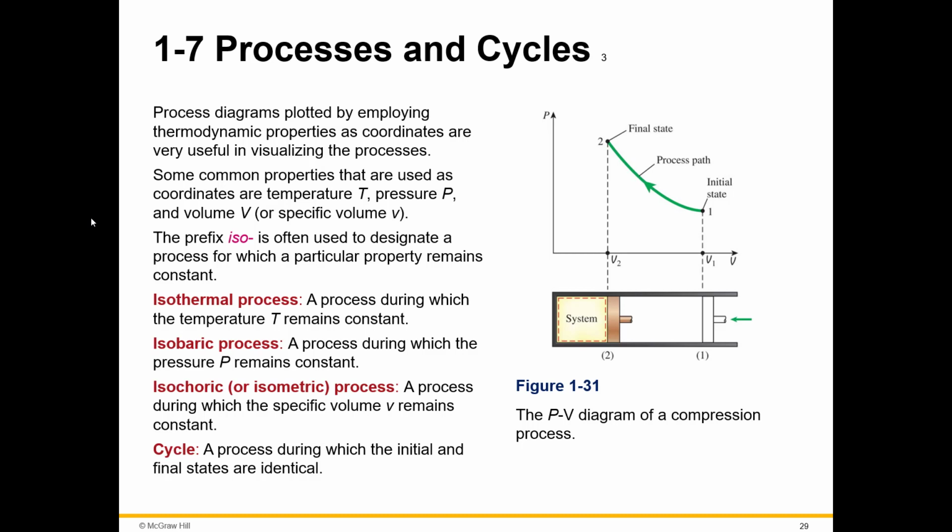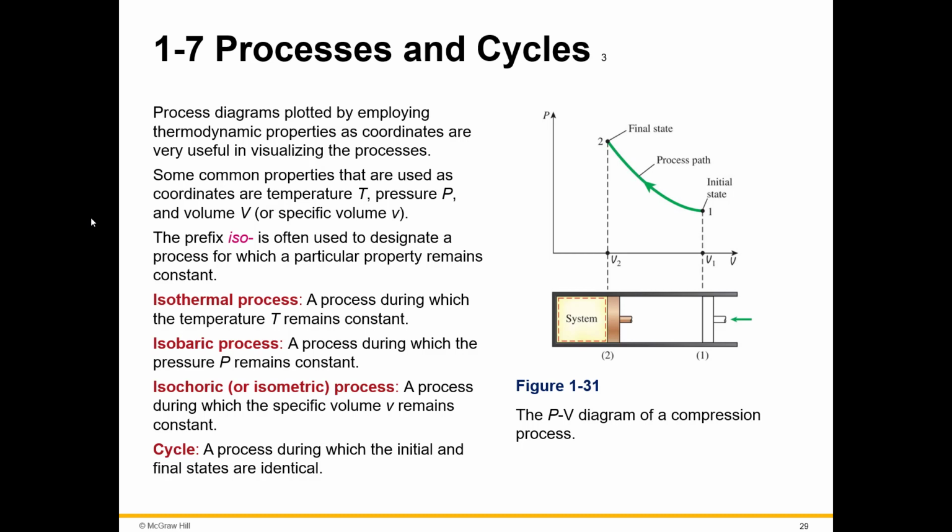And so process diagrams plotted by employing thermodynamic properties as coordinates are very useful in visualizing the process, like I just walked you through. Some common properties that are used as coordinates are T, P, V. You will hear me say PVT diagram all the time. That's because there's actually a z-axis. This is just a 2D rendition. So if we have that z-axis shooting out of your screen, that would be T. So you would have PVT on the X, Y, Z axes.